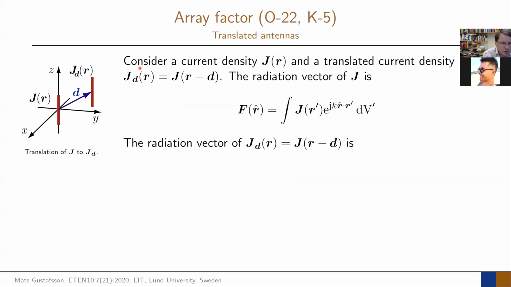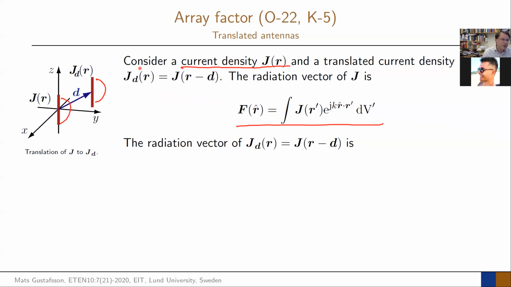What we have learned before is that if we have a given current density, J of r, it can be on a dipole, on your patch antenna, on any antenna. Then we have learned how to determine the radiation vector from this. We computed it with this formula that looks like the Fourier transform. So think about this as the Fourier transform of your current.